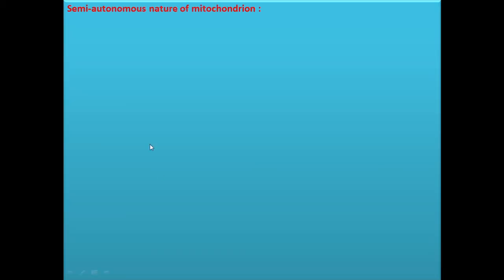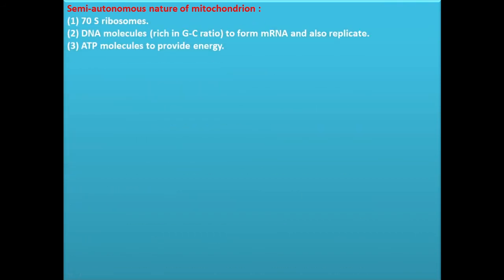Now, what is the semi-autonomous nature of mitochondria? It has 3 points. First, it has 70S ribosome, then it has DNA molecule and it has ATP molecule to provide energy. Okay, 70S ribosome, DNA and ATP. The DNA molecule of mitochondria is rich in GC ratio, GC, guanine, cytosine.